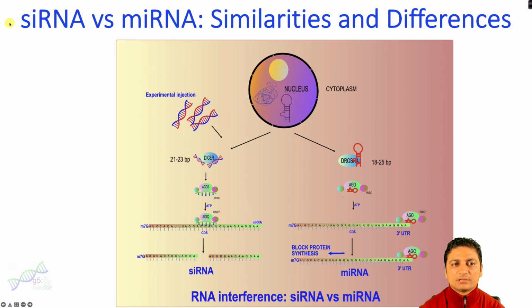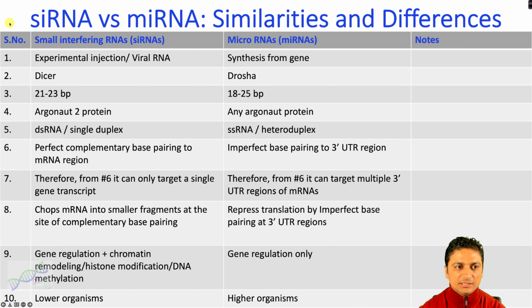So let's summarize the similarities and differences between the siRNA and miRNA that we have recently talked about. It will be easier if I summarize in a table form. So this is a tabular form of the differences and similarities between siRNA and miRNA. There are 10 differences that we recently talked about.